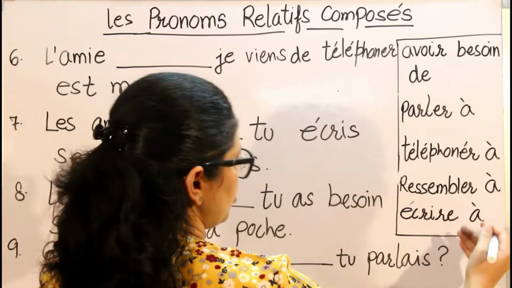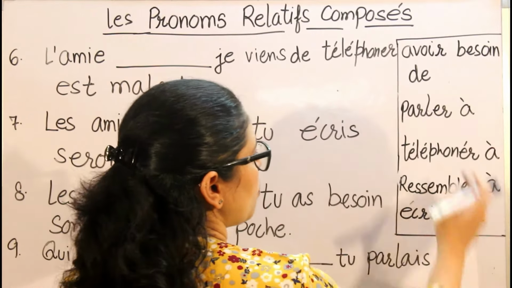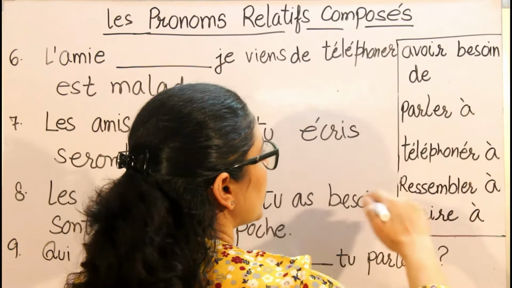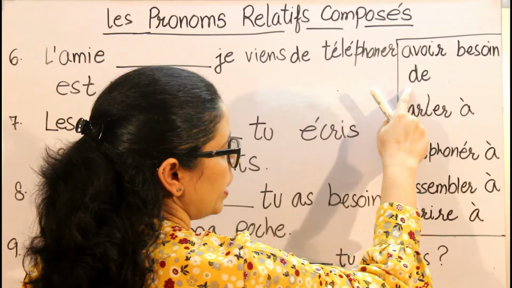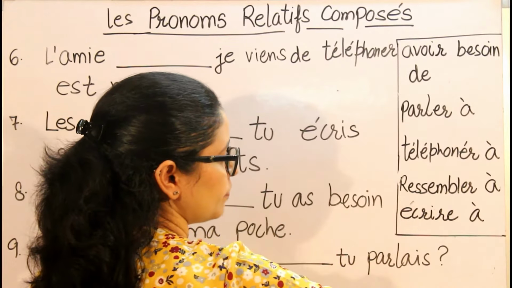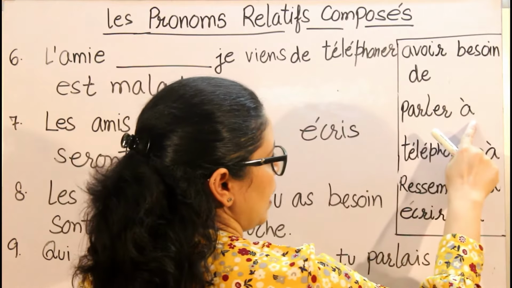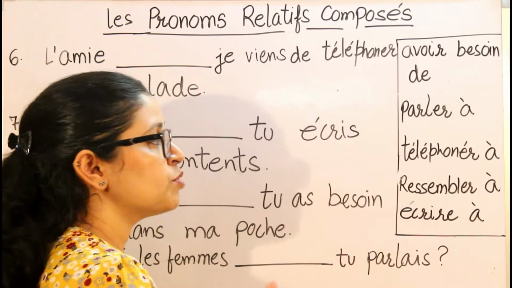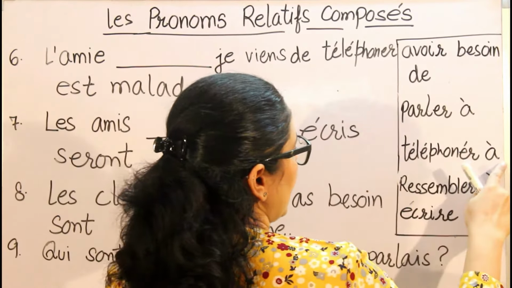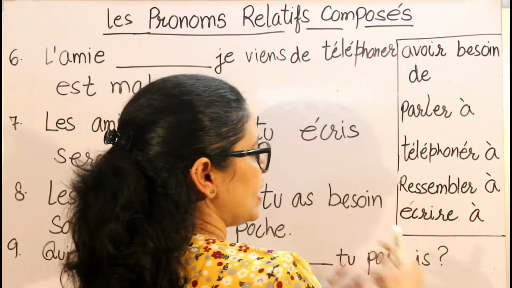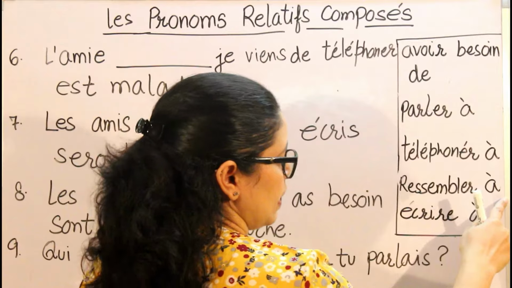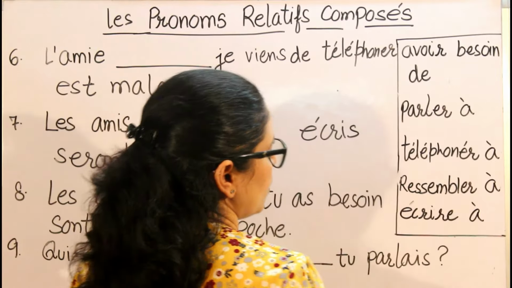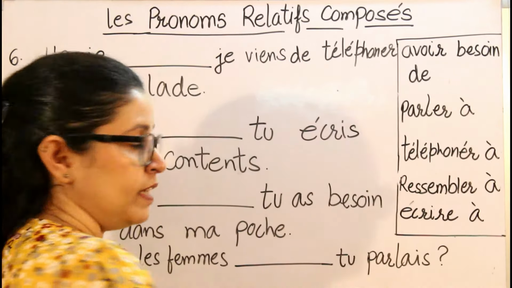Now here we have some special cases, some verbs which are used with particular prepositions. Preposition à or de. Like avoir besoin de, to need something, to have need of something. Parler à, talking to, or sometimes talking about, then it becomes parler de. Téléphoner à, to make a telephone call to someone. Ressembler à means to resemble. Écrire à, to write to. I'm writing to my friend, like that.